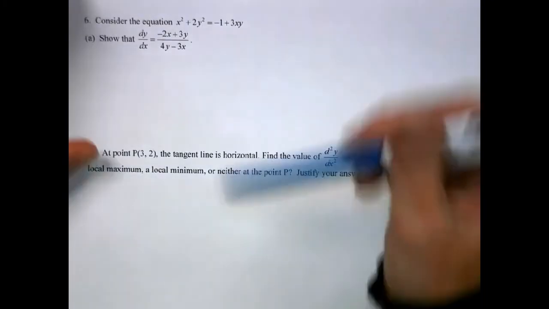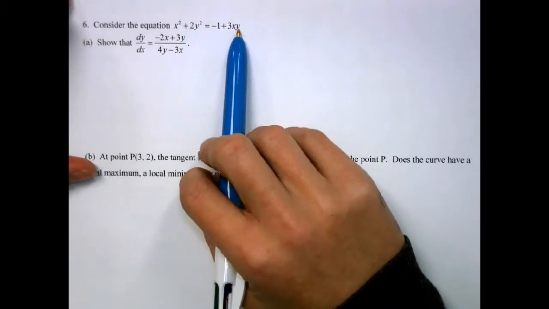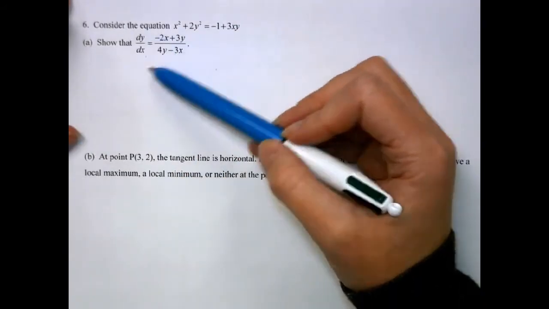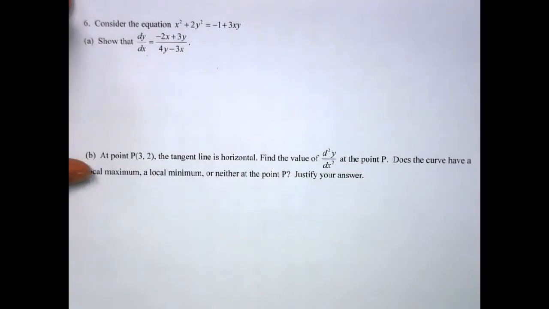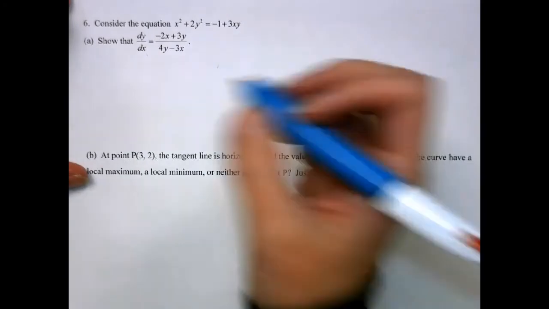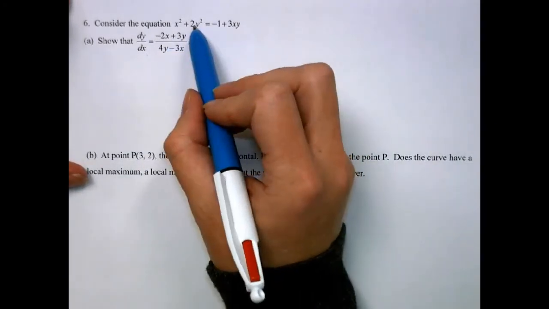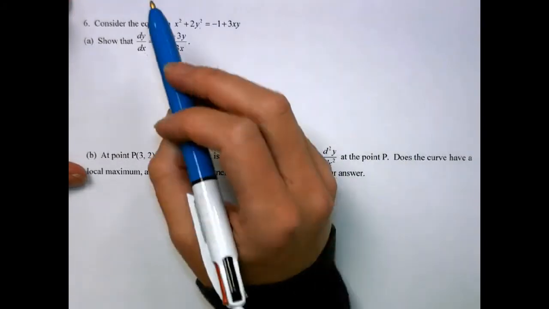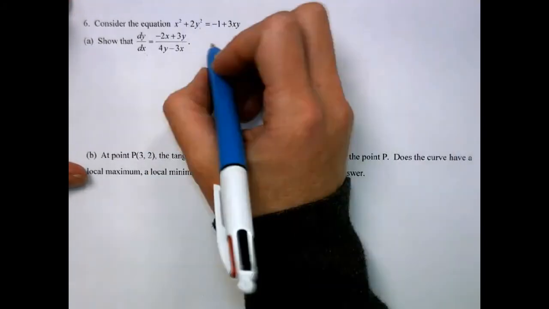Okay, for our next problem, we are given an equation in terms of both x and y, and our first task is to show that dy dx equals this. So that's nice. We already know what our answer should be. We just have to do the calculus to support it. This will be an implicit derivative, so with respect to x. So anytime I take the derivative of y, we need to use the chain rule and do dy dx.